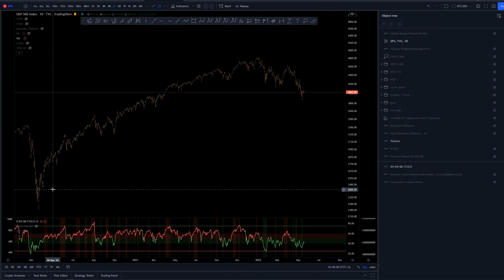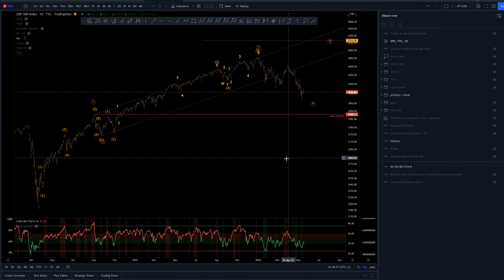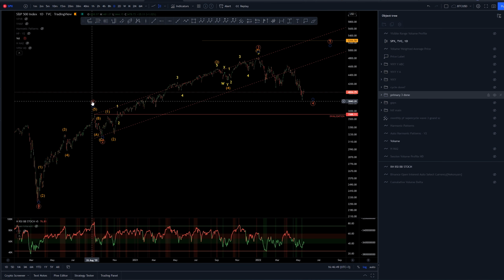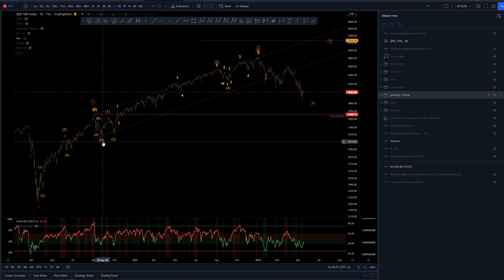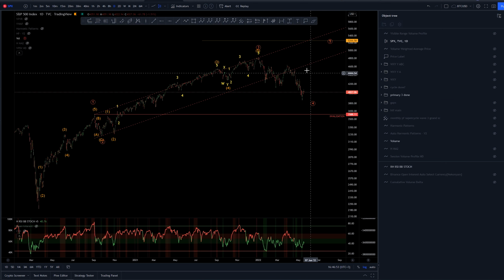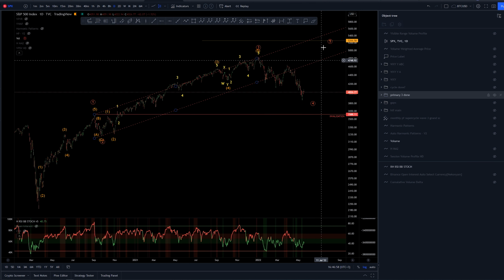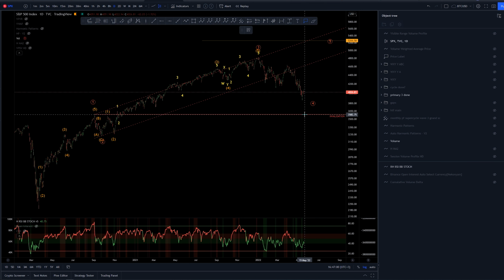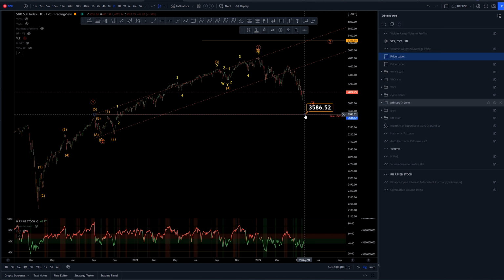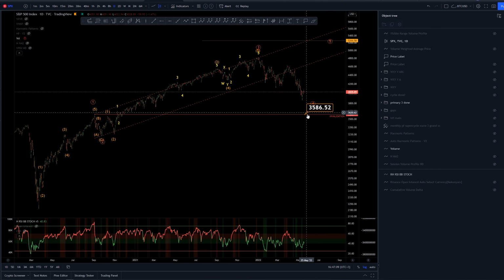Currently we were looking at this kind of structure from the March 2020 lows. We had a couple of different high time frame ideas. This one is the main idea, where we have had the primary 1 here, 2, 3, currently making the 4 and then 5. The invalidation for this count is around 3,586, wherever the wave 1 here tops out.